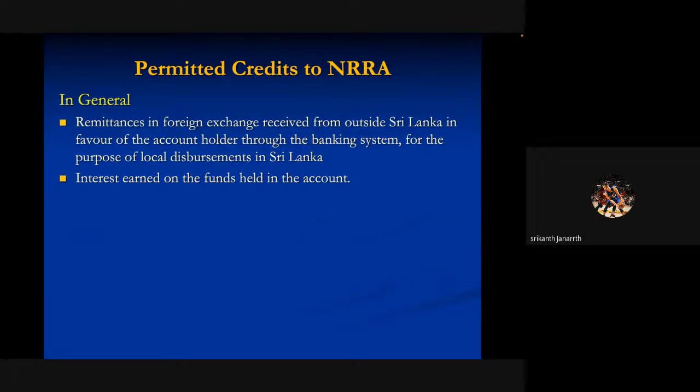Okay. Permitted credits to the NRRA in general: remittance in foreign exchange received from outside Sri Lanka in favor of the account holder through the bank. So if you get any inward remittances to your NRRA account, say your sister in Australia sends some money to you, and you are also migrating and have an NRRA, that can come into the NRRA, right? Interest earned: whatever money you have in your NRRA attracts interest at the end of the month, so that comes as a credit, right?